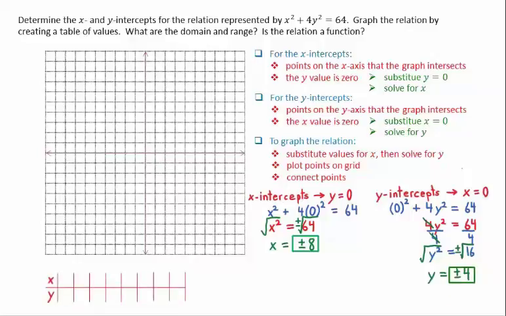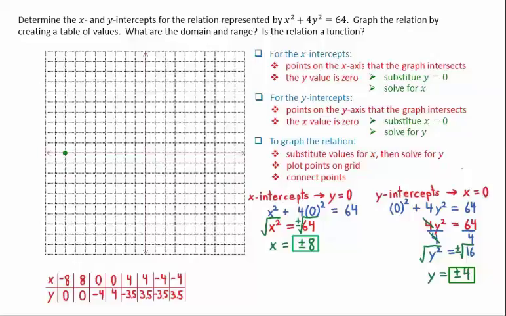To graph this relation, we can first of all use the intercepts that we already found. First of all, we have our x-intercepts, and then our y-intercepts. We can then have other points where we're going to use, first of all, x equals 4. We get y being approximately negative 3.5 and 3.5. And then using x equals negative 4, we get y also equals negative 3.5 and positive 3.5.